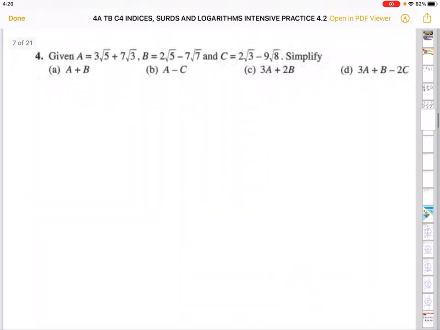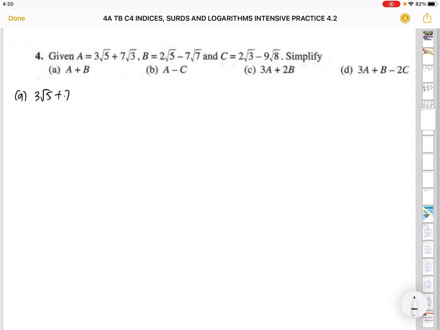Okay, here we have to add them up. So you're given A, B and C. So to find A plus B, basically A is 3 root 5 plus 7 root 3. B is 2 root 5 minus 7 root 7. So now you can arrange it if you want. Don't arrange this also okay. So we know 3 root 5 plus 2 root 5 is 5 root 5. Then you copy your 7 root 3 and minus your 7 root 7. Okay, that is part A.